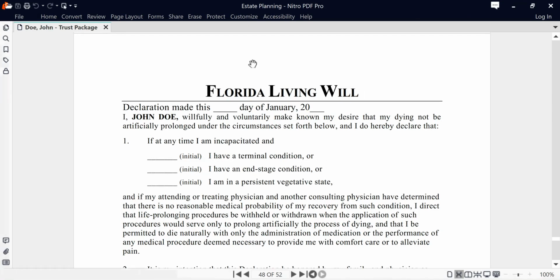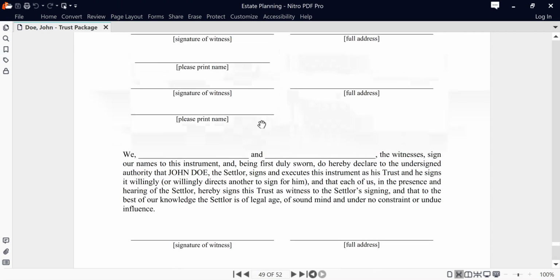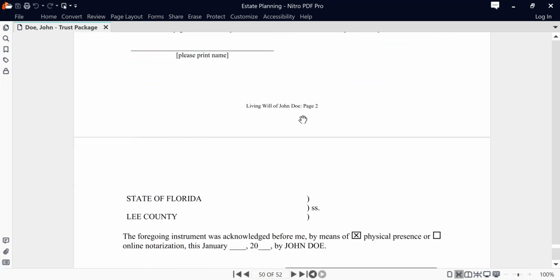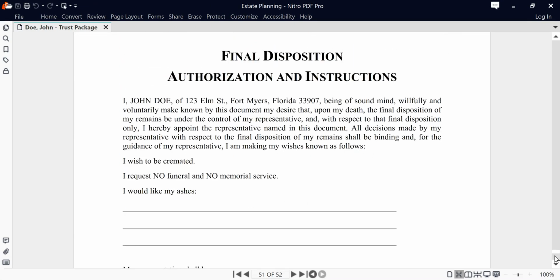A living will is usually what we'd see next. We're not naming anyone here. We're just saying what we want to have happen in these conditions. So if the person's incapacitated, they're terminal, end stage, persistent vegetative, and the doctors don't feel like there's any hope, they're saying they don't want artificial life prolonging activities to continue. And so they can initial one, two, or all three of these. Most people initial all three to make it as broad as possible, but that's up to them. We have the two witnesses again, and then perhaps a notary block to go along with that. Notary can be one of the witnesses.